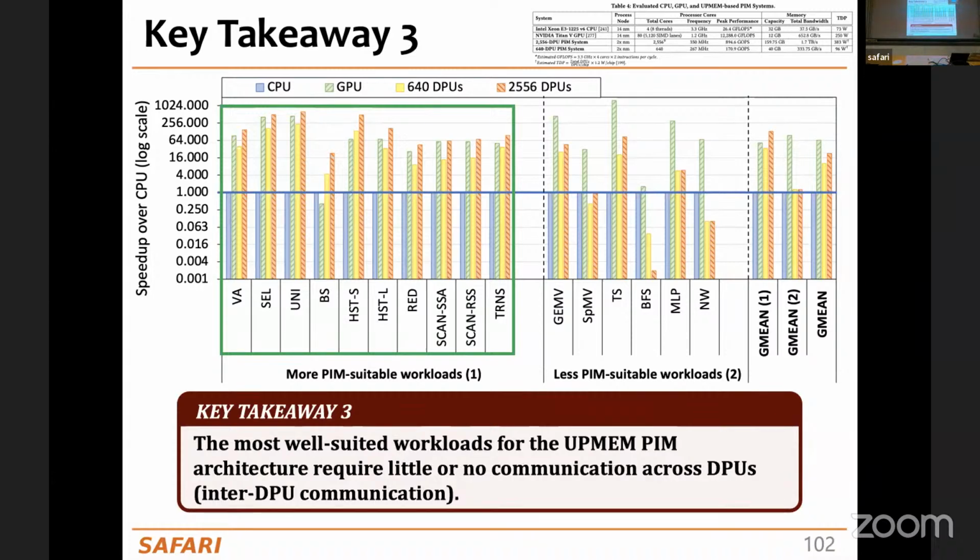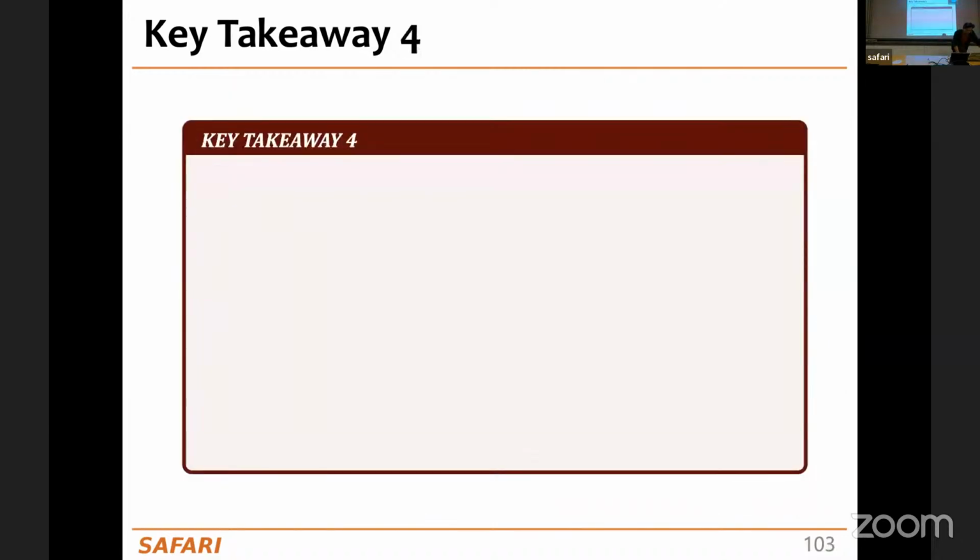Also, they require little or no communication across DPUs. This is something that I didn't mention earlier, but all these different DPUs, these different in-order processors, work completely independently of each other. So if they want to communicate, then you'll have to move the data from the DPU to the CPU and then from the CPU to another DPU. So in the end, you will be falling into the data movement bottleneck as usual. So ideally, an application that will benefit from this system won't use much communication across DPUs.